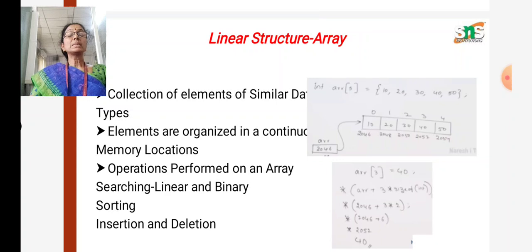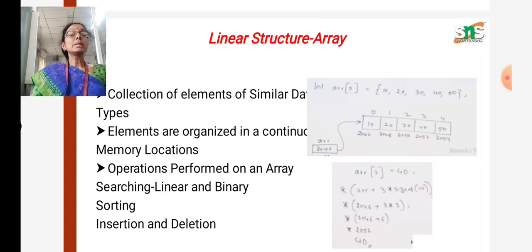For example, consider the figure on the right-hand side. In it we declare an array of size 5: int array[5] equal to the values 10, 20, 30, 40 and 50. This is the initialization of 5 elements of an integer array. The initialization can be done either at compile time or at runtime. In this slide we are representing the statement where the initialization is at compile time.